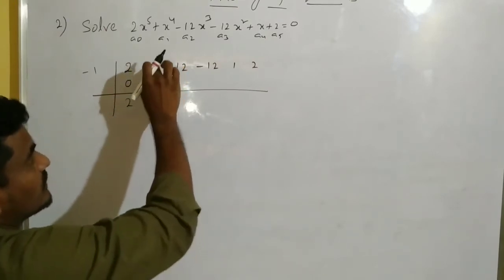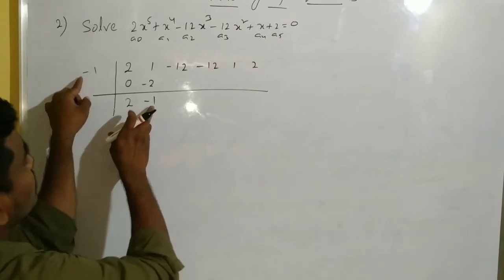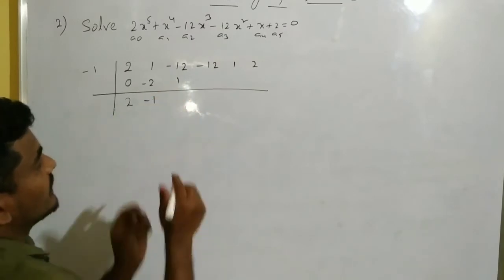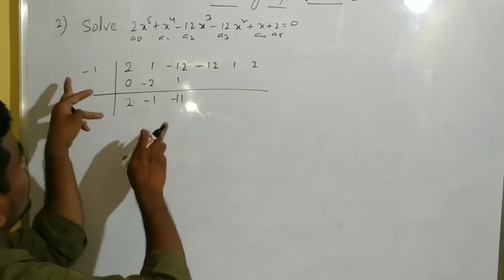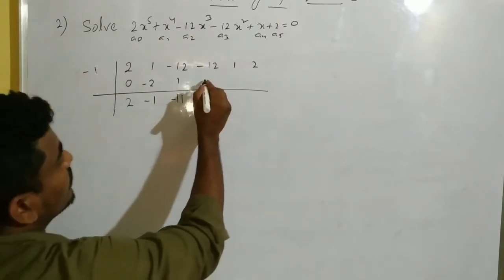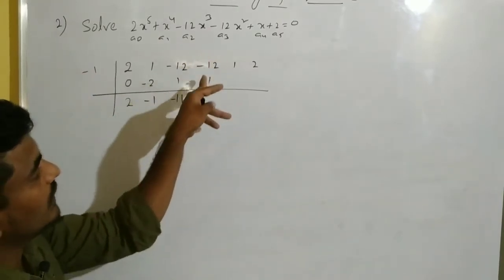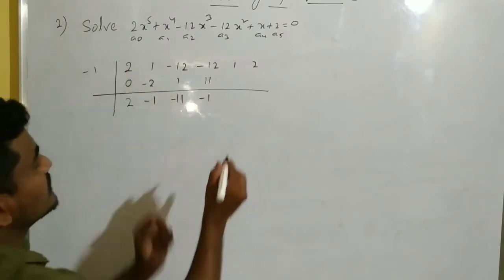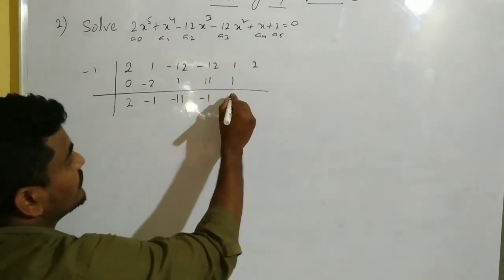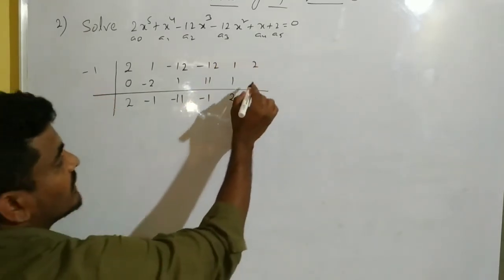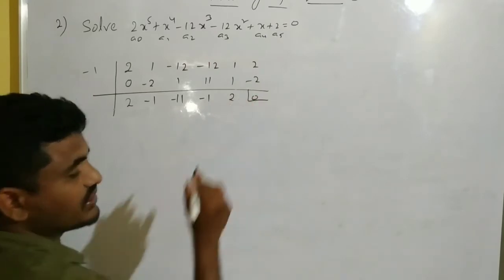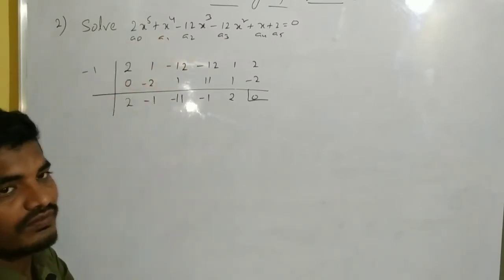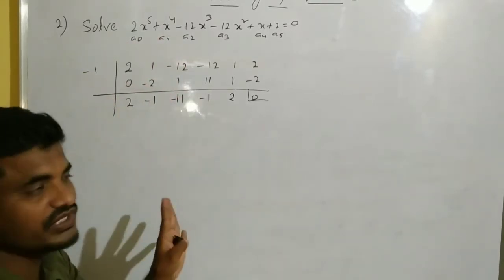When you do the simplification, 1 minus 2 is minus 1, minus 1 into minus 1 is plus 1. 12 minus negative 12 plus 1 is negative 11. Negative 1 into negative 11 is plus 11. Minus 12 plus 11 is minus 1, minus of minus is plus, and 1 plus 1 is 2, minus 1 into 2 is minus 2, so the remainder is 0, because minus 1 is the root of the given equation. When you substitute that value, we will get the remainder as 0.